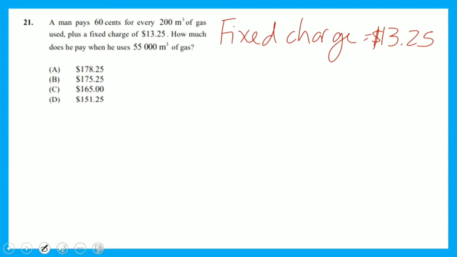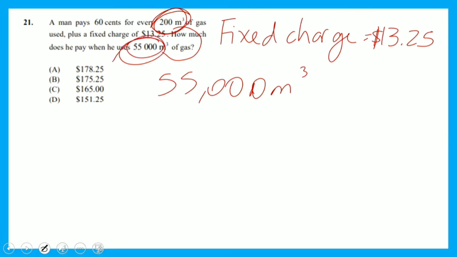So, knowing that he used 55,000 meters cubed, we need to know how many times we can get 200 meters cubed of gas out of this. If you don't know that, then you won't know how many times he's going to pay 60 cents. So let me repeat that. To know how much we need to multiply the 60 cents by, we need to find out how many of this amount of gas can be found in this amount of gas. So what are we going to do? Clearly divide.